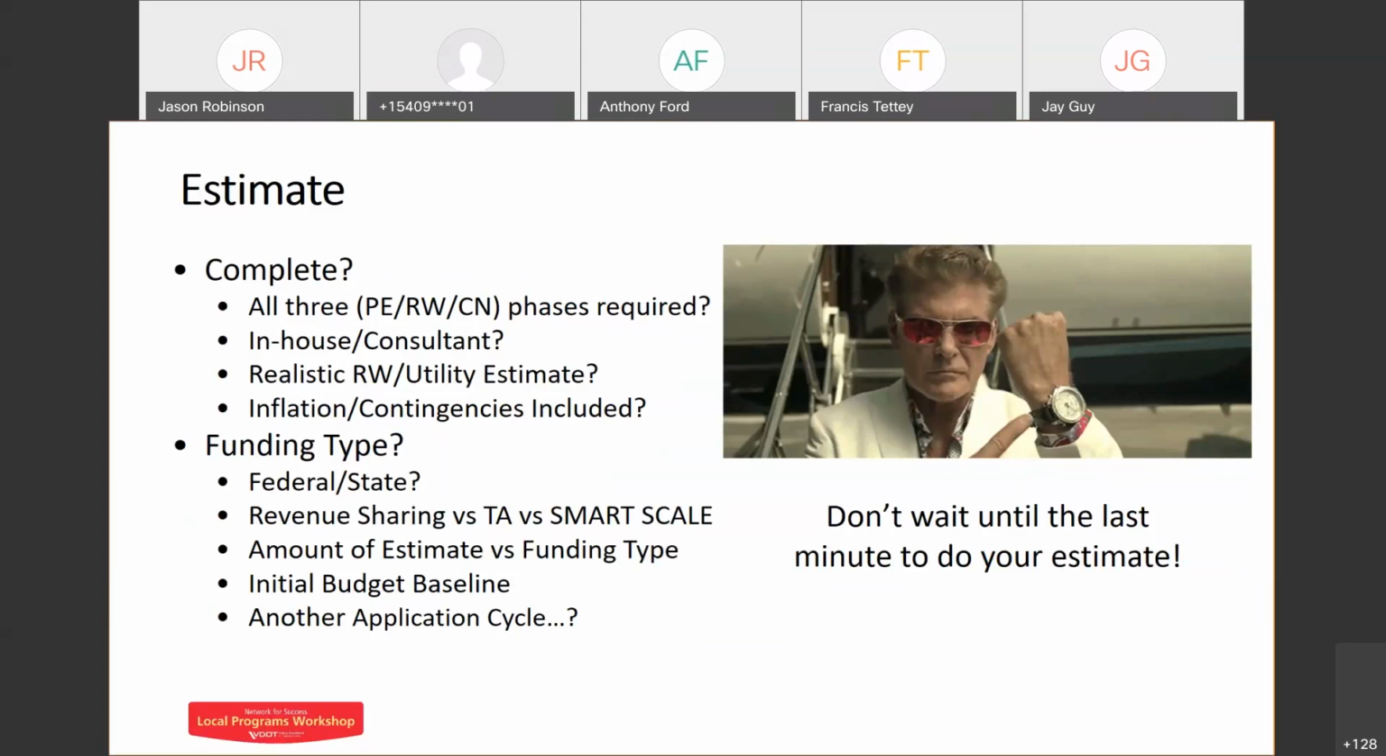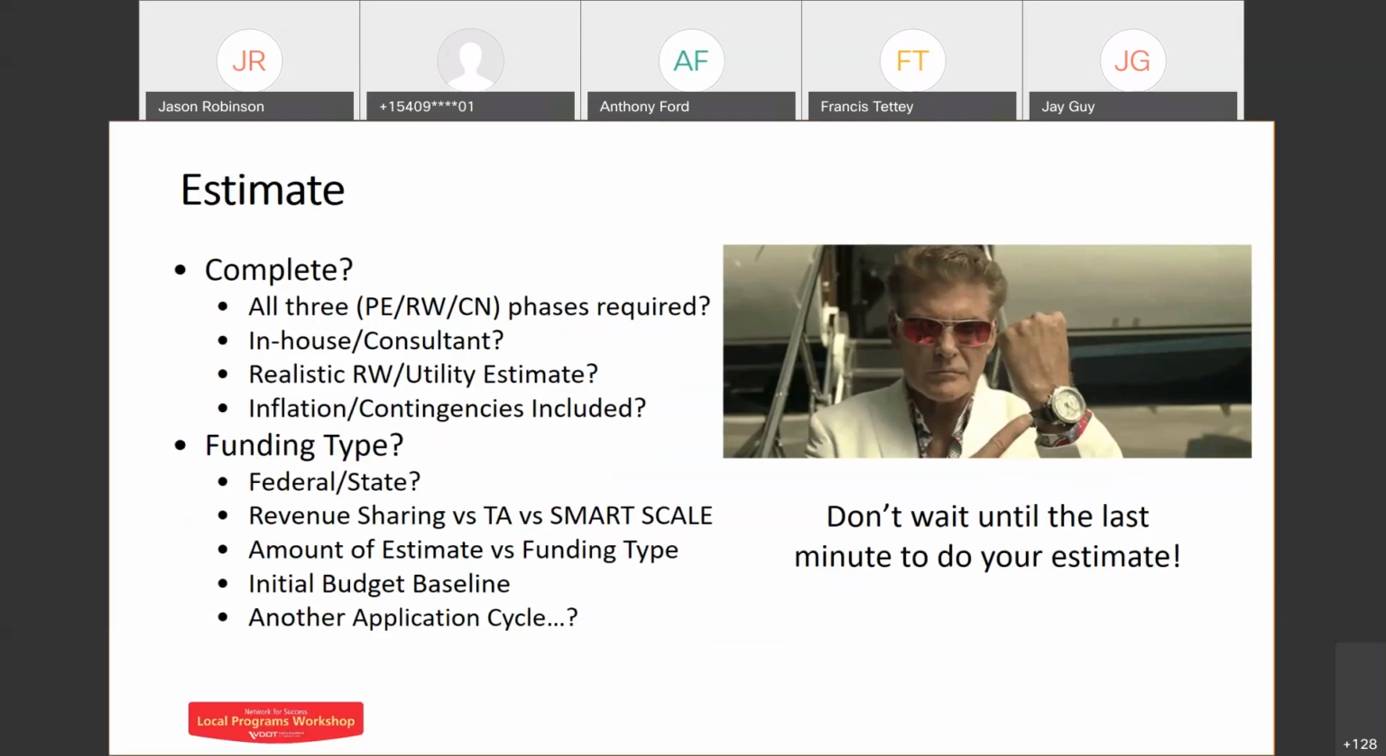How about inflation? When do you expect to receive the funding? SMART SCALE funding that is applied for in this current application round won't be available for many years before you can even begin the preliminary engineering. And then you add the time for the engineering and development to get it to ad. That's a long time, which means a lot of inflation. And that's a separate number from your contingencies.